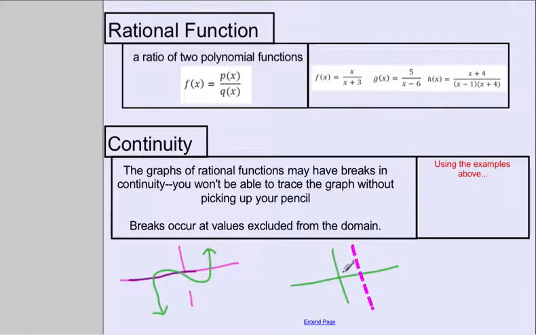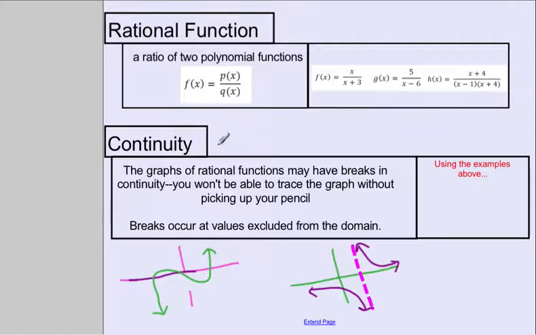In those asymptotes there is a break, and if this is my rational function, see how I had to pick up my pencil to get to this other piece? That means it is not continuous. Breaks occur at values that are excluded from the domain. The places that are excluded from your domain are where your denominator is equal to 0. So keep that in mind.